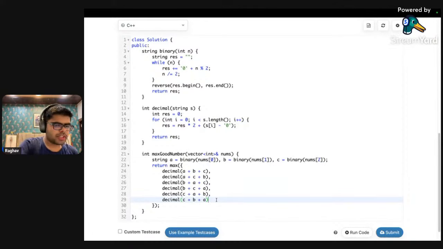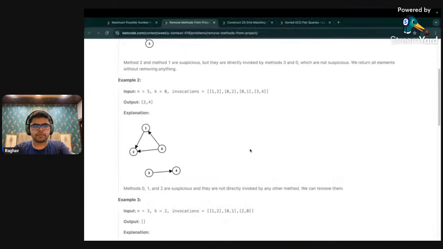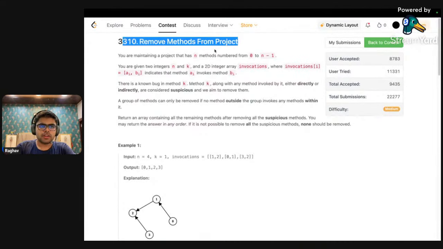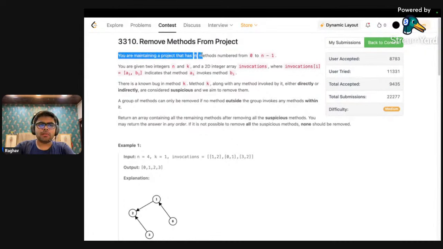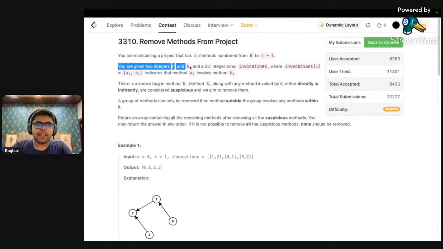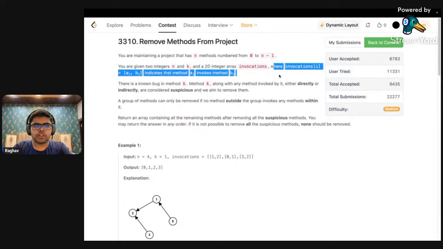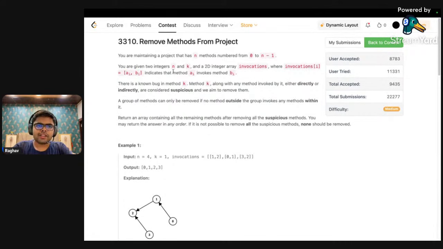Okay, so let's move on to the next problem. The next problem is Remove Methods From Project. This problem says we are maintaining a project that has n methods from 0 to n minus 1. We are being given two integers n and k, and a 2D integer array invocations, where invocations[i] is equal to [ai, bi], basically an array of size 2, that indicates that method a will invoke the method b.